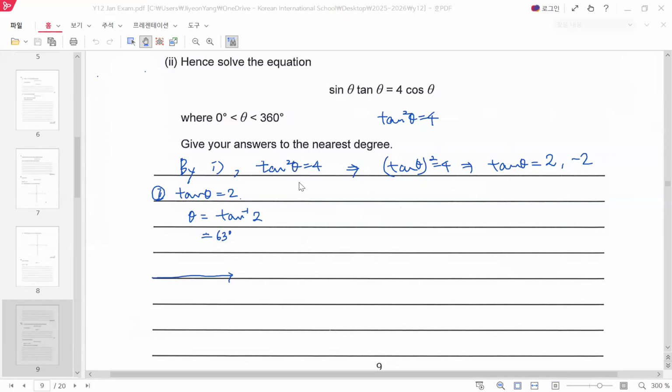Then the range of theta is given as one full circle in the positive direction. The tangent theta is a positive value, so please remember CAST all the time. So it should be located in the first quadrant and the third quadrant. The first quadrant one is 63 degrees, and you need to find the third quadrant one, which is 180 plus 63 degrees, which is 243 degrees. Therefore, theta equals 63 degrees or 243 degrees.